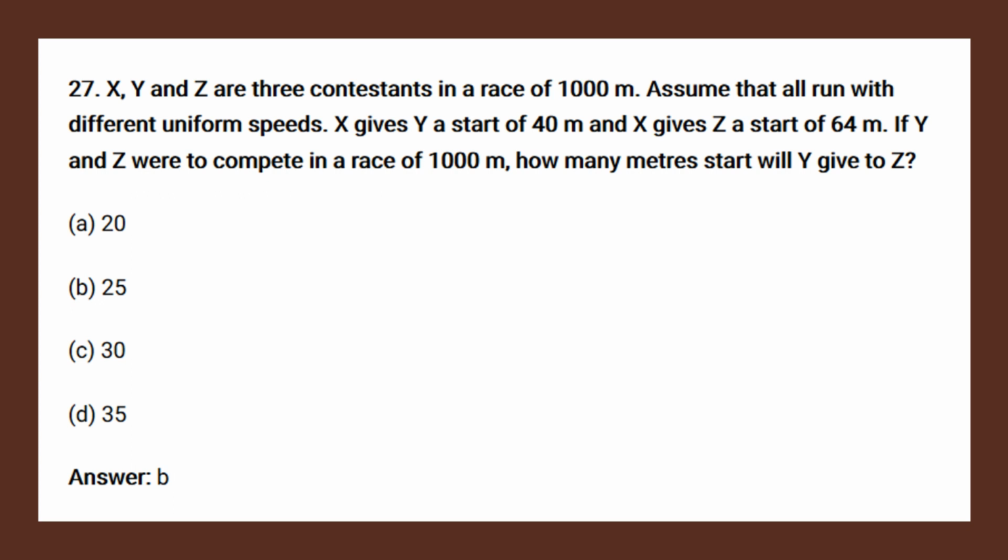Next question 27. X, Y and Z are 3 contestants in a race of 1000 meter. Assume that all run with different uniform speeds. X gives Y a start of 40 meter and X gives Z a start of 64 meter. If Y and Z were to compete in a race of 1000 meter, how many meters start will Y give to Z? A, 20, B, 25, C, 30, D, 35. And the answer is option B, 25.